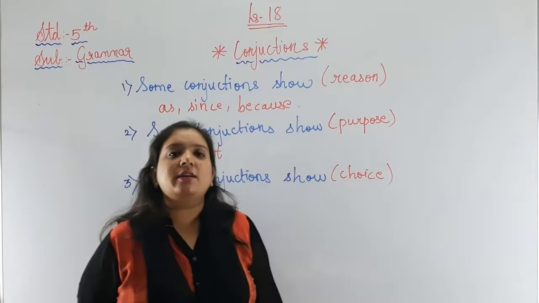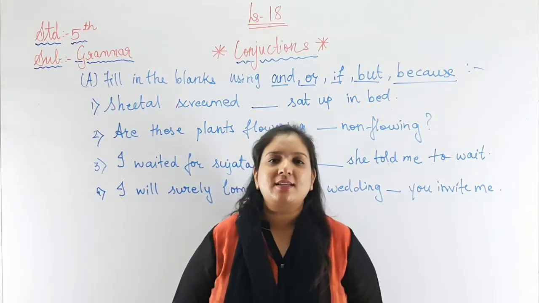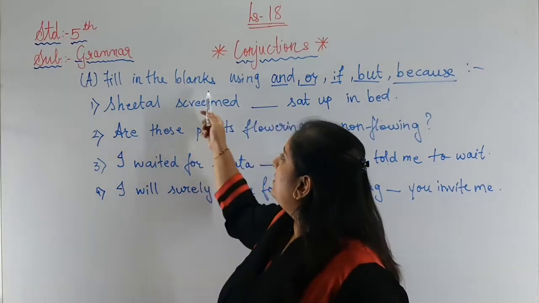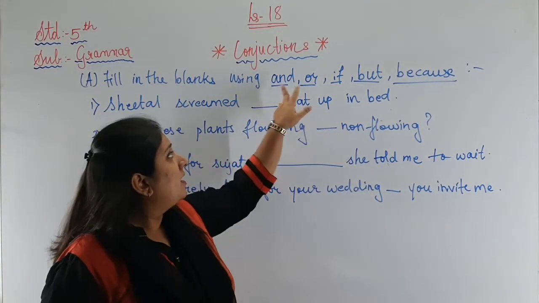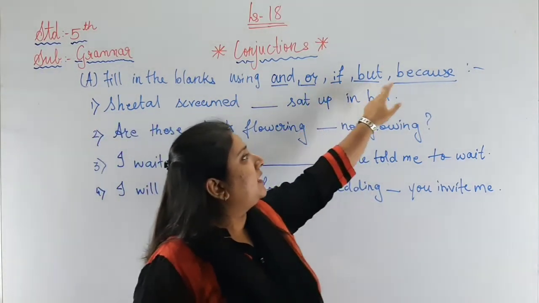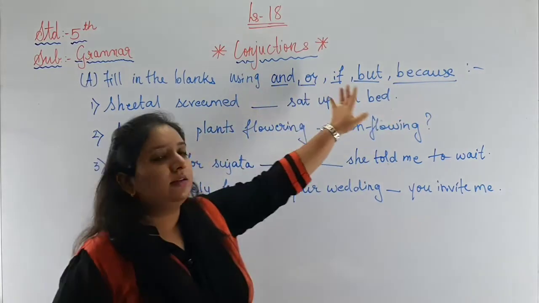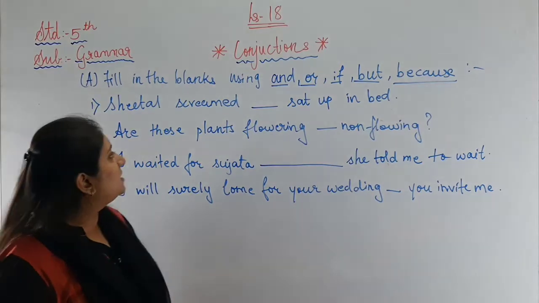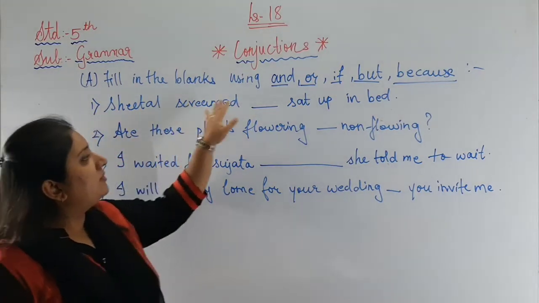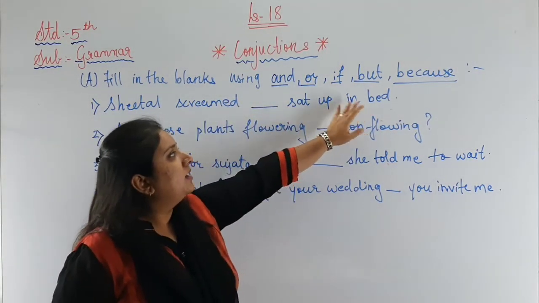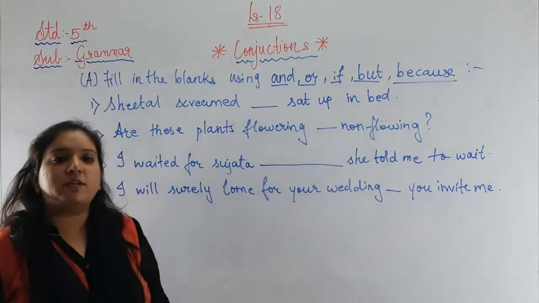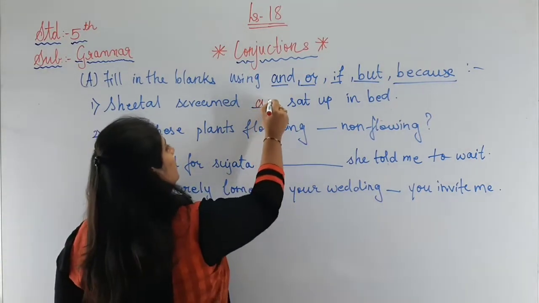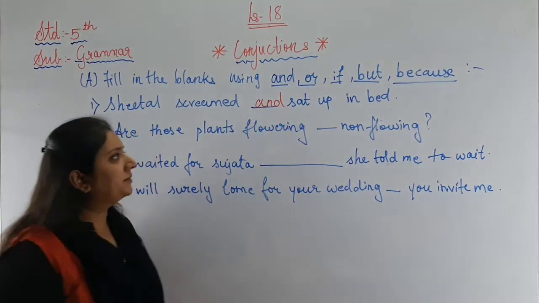Let us have a look at the exercise. So students, now let us have a look at the exercise. In this exercise it tells us to fill in the blanks using and, or, if, but, because. We have to use only these conjunctions and fill the exercise. Look at the first sentence. Sheetal screamed dash sat up in the bed. What do you think, which conjunction will suit over here? Sheetal screamed and sat up in the bed.